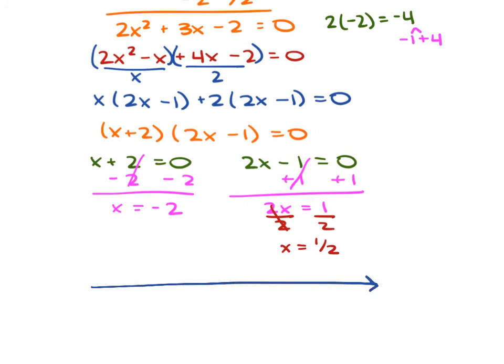So on my number line, I'm going to have that negative 2. I'm going to have that 1/2. The number in between these that I can use is 0. To the right of the 1/2 is 1. To the left of the negative 2, I can use negative 3. I'm going to plug these into the original statement.